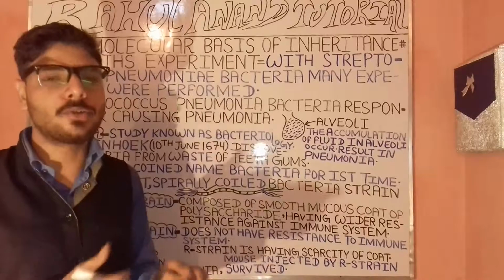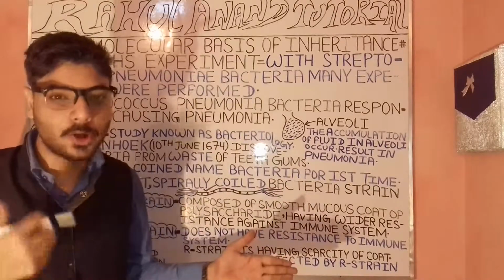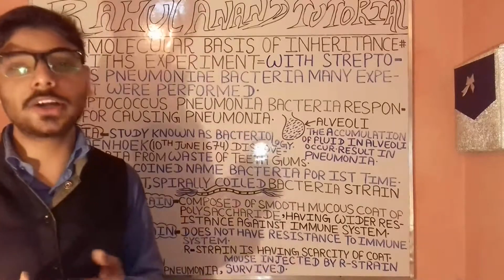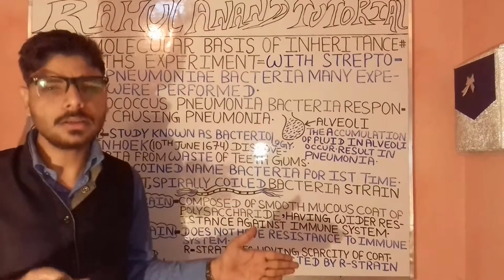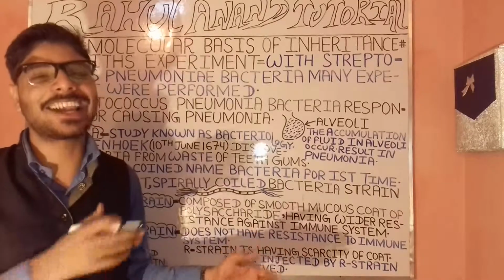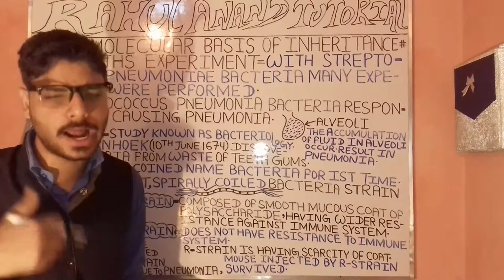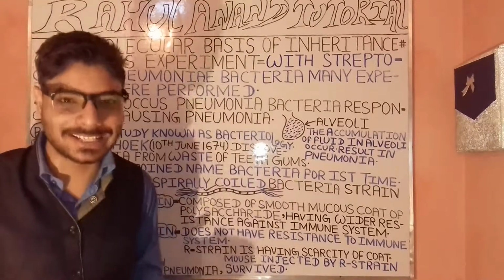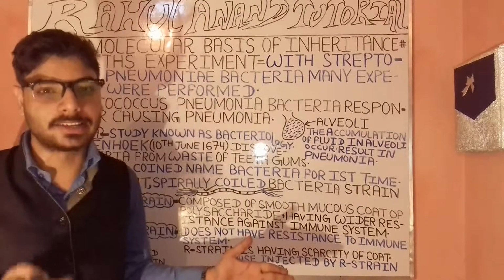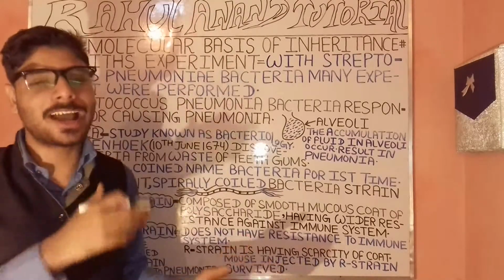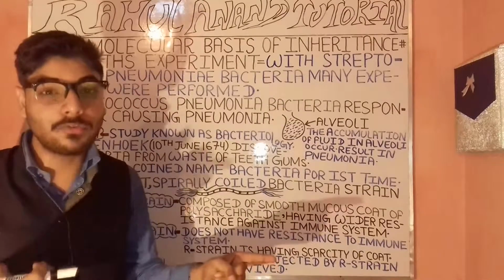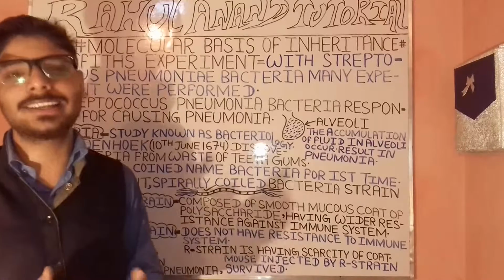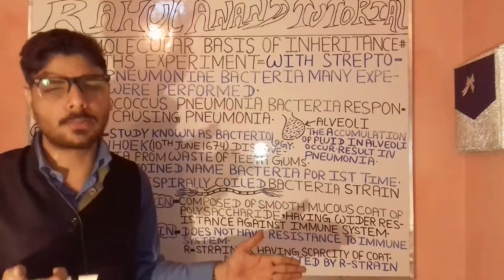After that, when we are talking about the coat, in terms of the S strain, what kind of coat do we have? It is the smooth mucus coat of polysaccharide, remember? But in the case of the R strain, we have a deficiency with reference to the coat, a scarcity of the coat, as we have in the S strain, which is composed of the smooth mucus coat of polysaccharide.